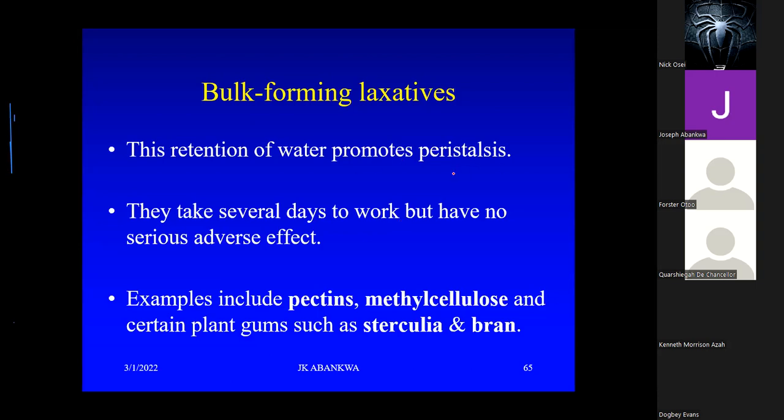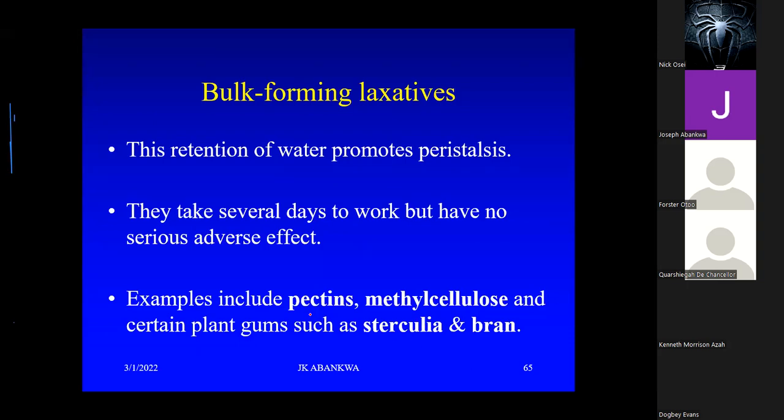It promotes peristalsis, and the effect takes days to work, but they have no serious adverse effects. Some of these include pectins, methyl cellulose, and certain plant gums such as sterculia and bran.